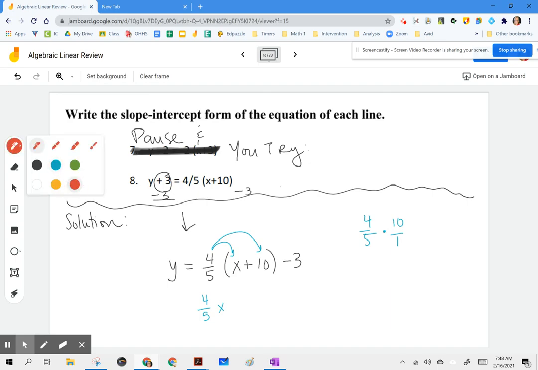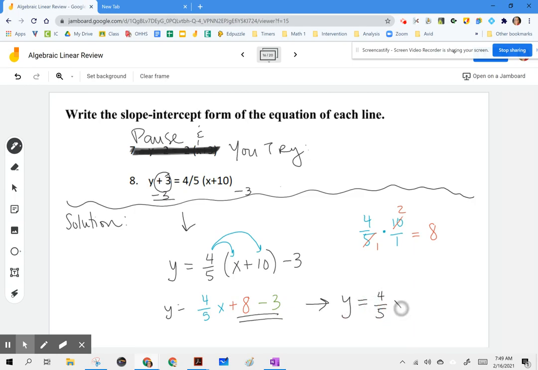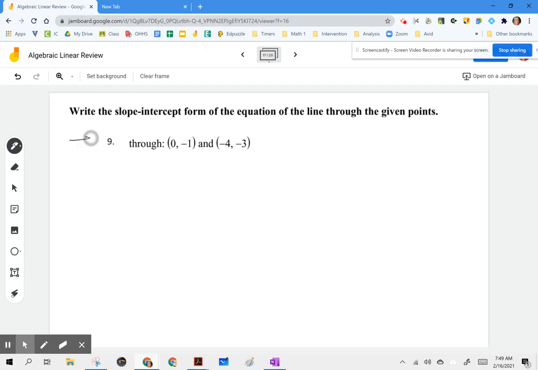So if you can kind of see the work over here, I like to reduce ahead of time. You definitely don't have to, but make sure that you're multiplying those fractions right. And so I get 8 as my answer after I distribute that. So that's +8. And then I have this -3 that I'm just carrying down. So now I need to simplify this. So I get y is equal to 4/5 x plus 5. So now let's take a look. I want you to do number 9.